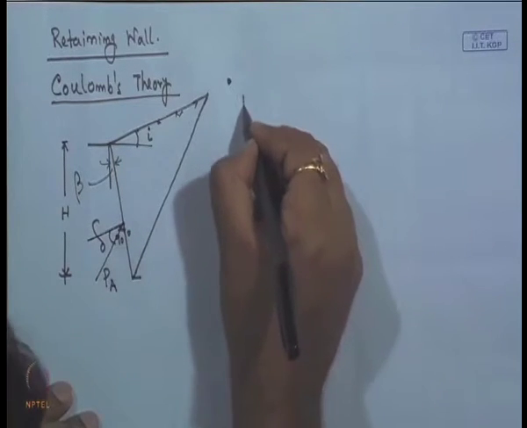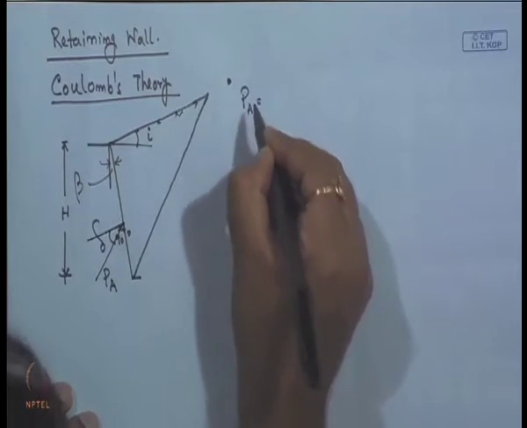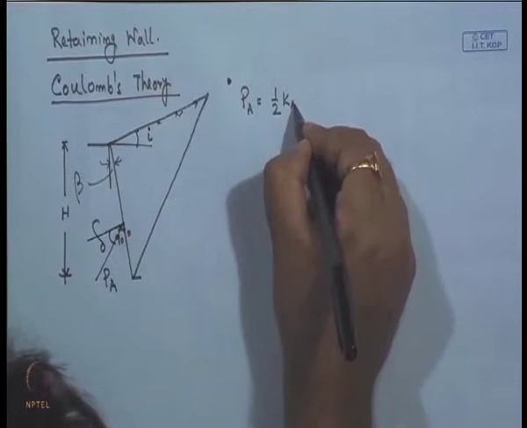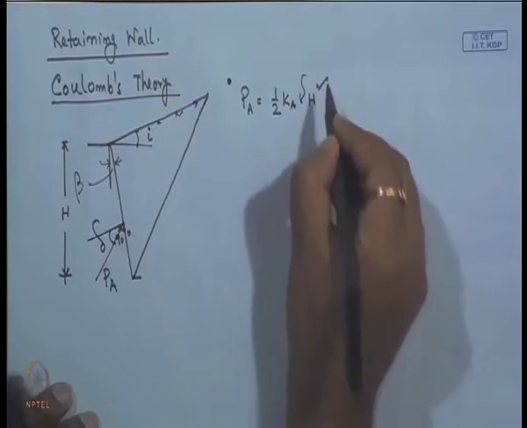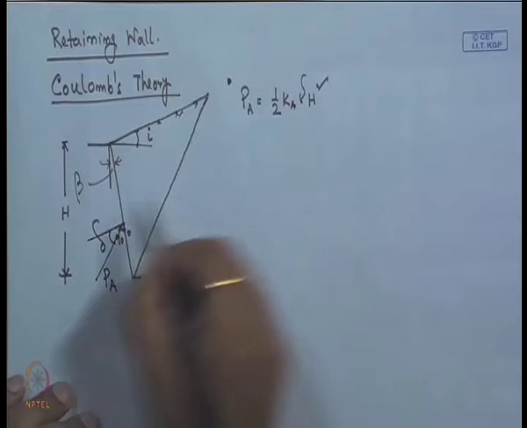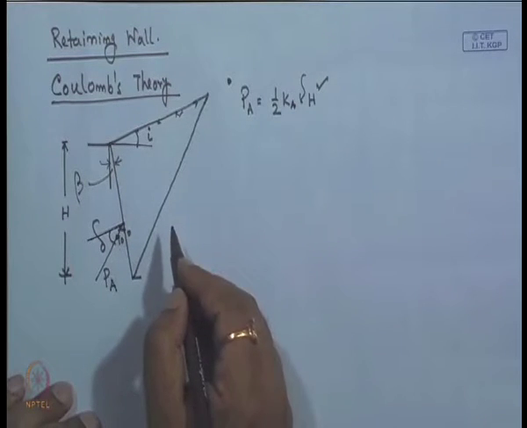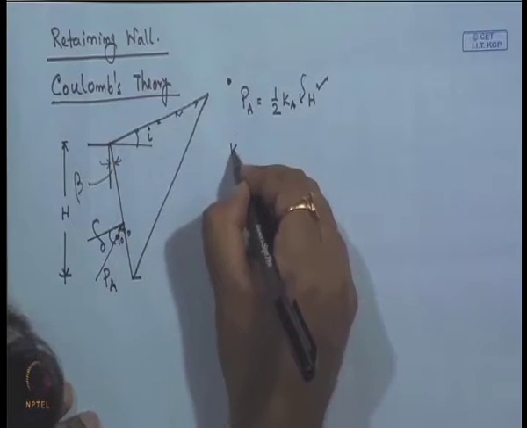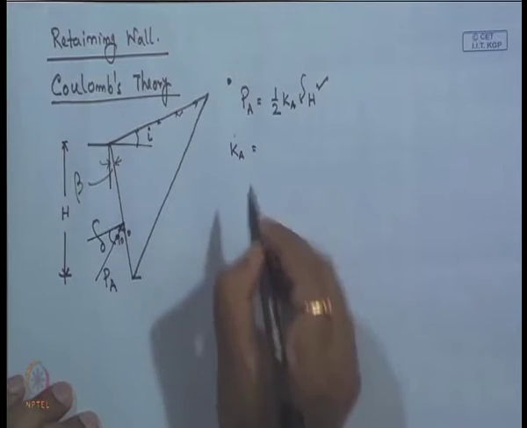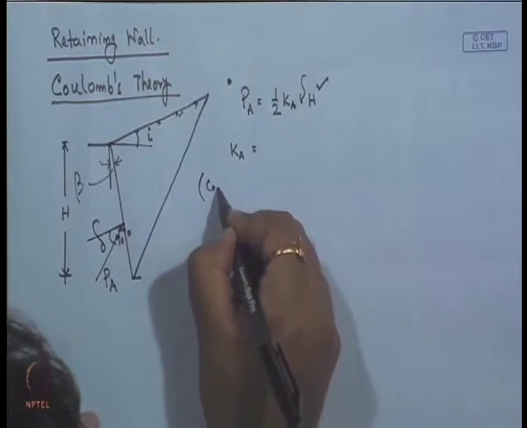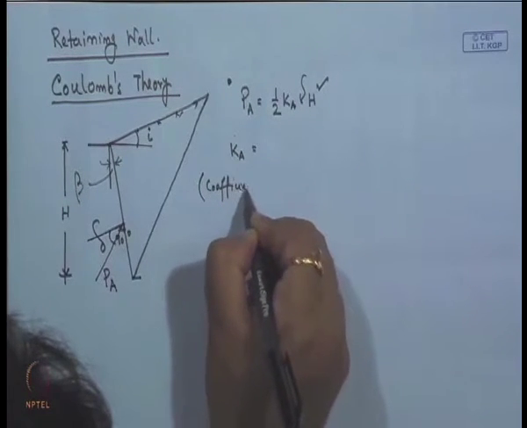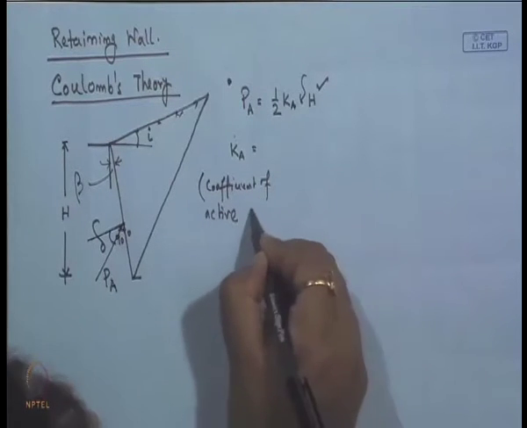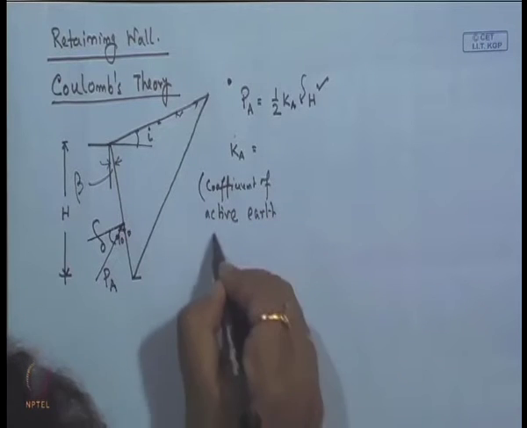Now, we can write that P active is half into K A into gamma into H square, where gamma is the unit weight of the soil, H is the height of the retaining wall, and K A is the coefficient of active earth pressure.